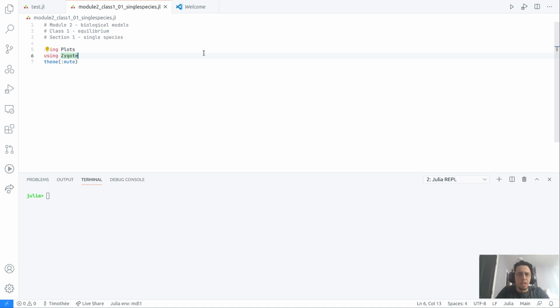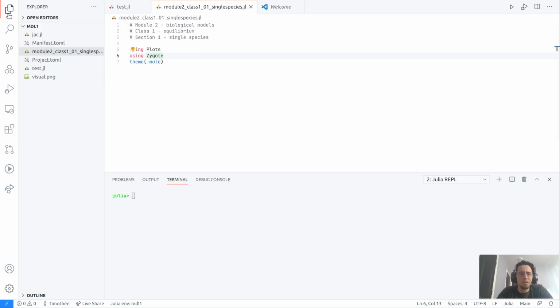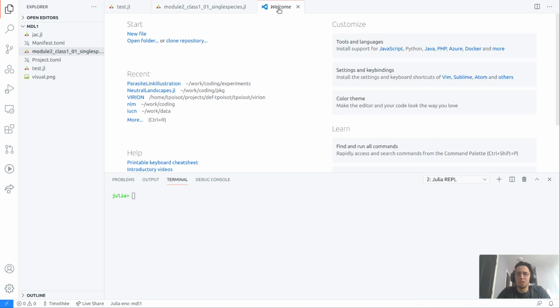Okay, good morning everyone. Before we start, I just wanted to show a very quick feature in VS Code that will make sure that you work in the correct folder. In this specific example, I am working in a folder called MDL1, which is stored somewhere on my computer. One thing that is very important when you are starting to work on your project is, when you show the VS Code welcome screen, the start option here.